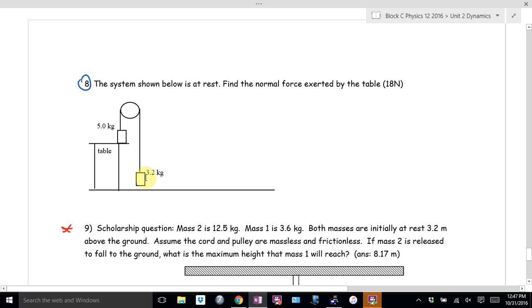First of all, there's no way the 3.2 could be accelerating up, because that would mean the 5.0 was going through the table. That's not going to happen. If the 3.2 was accelerating down, there wouldn't be any normal force because the 5 would be leaving the table. So the only way I can ask that question is if the acceleration is at rest. So we're good. If you have that done, you can hand that in.